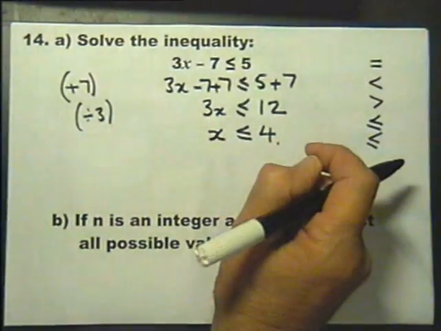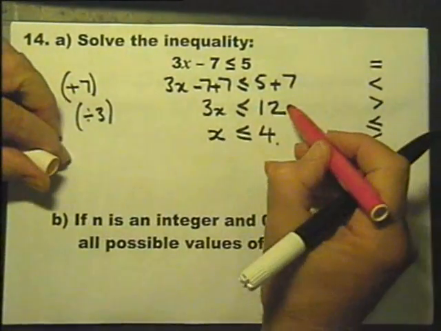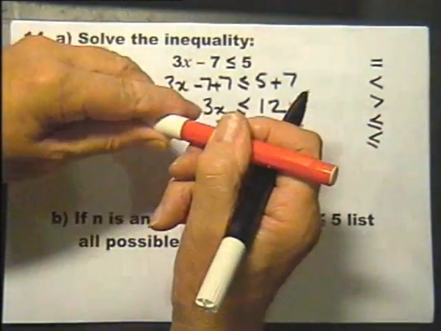So how many marks do we have there? 2. 1 mark for that line, and 1 mark for finishing and getting it right.